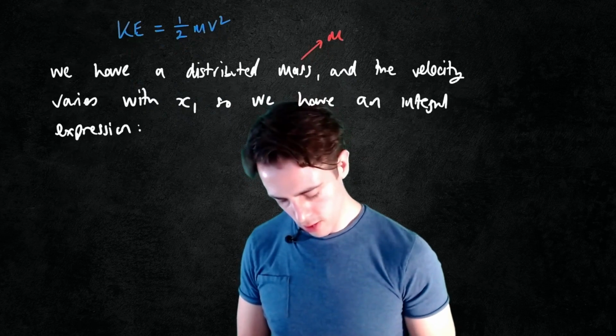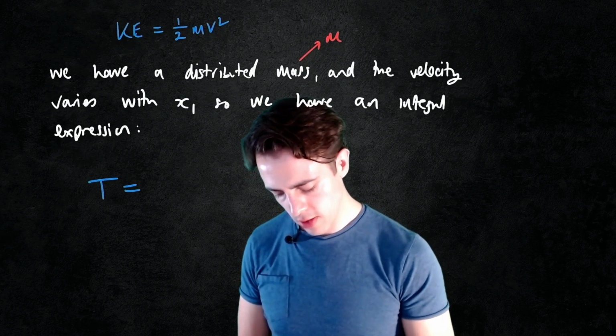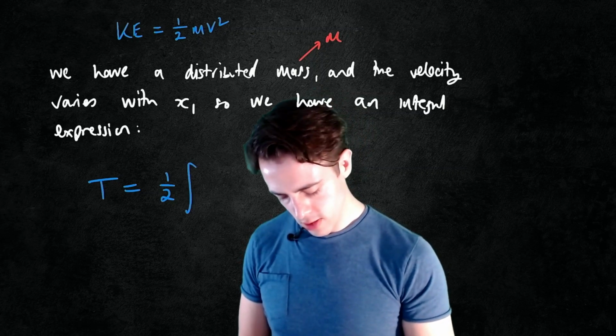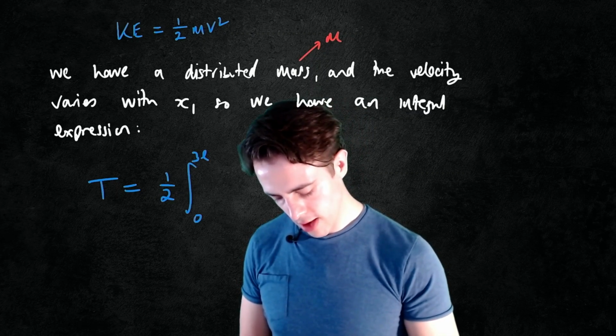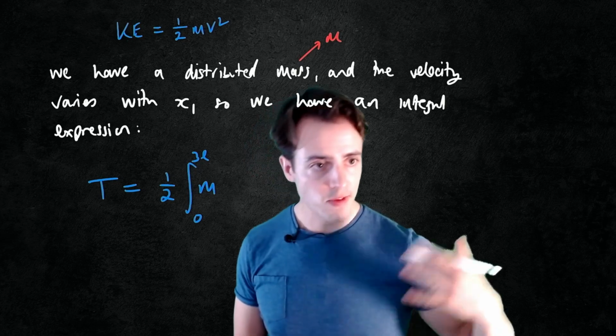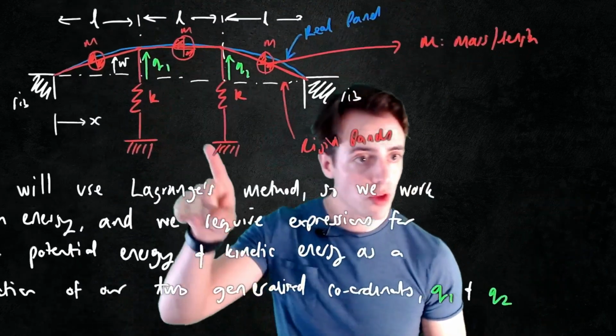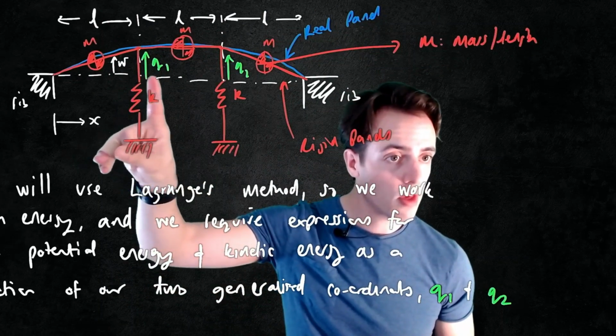Okay, so we're going to call it T, because that's the formulation we use in the Lagrangian. So T is going to be equal to the integral from 0 to 3L of m times the velocity. So it's going to be the rate of change of that displacement, which we've called W, because W is not the same as Q1 and Q2.